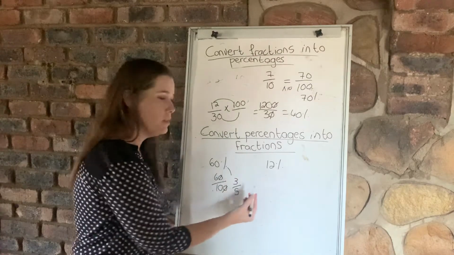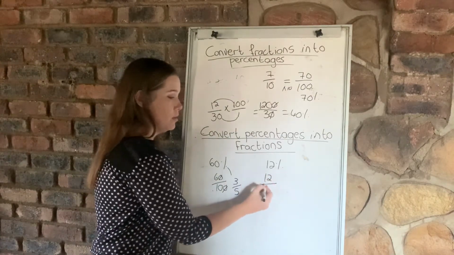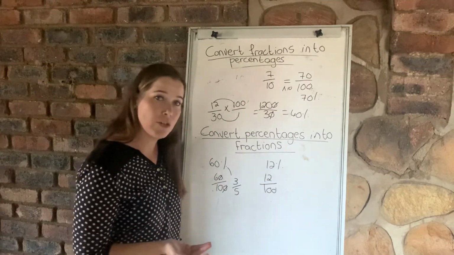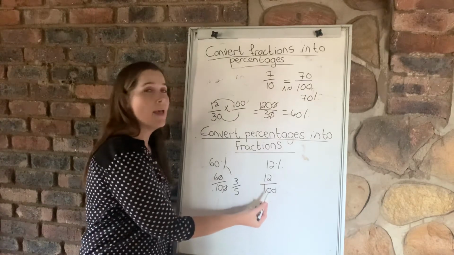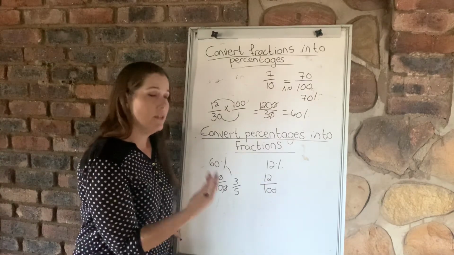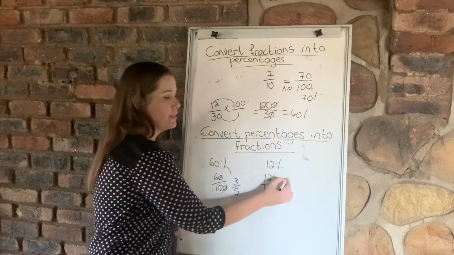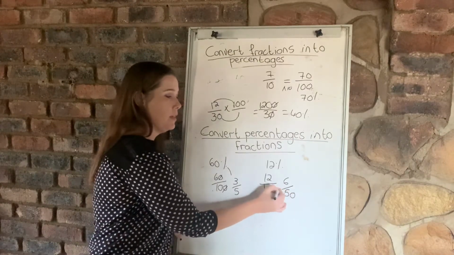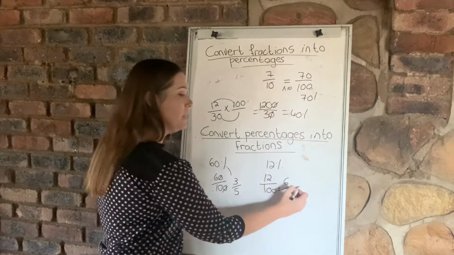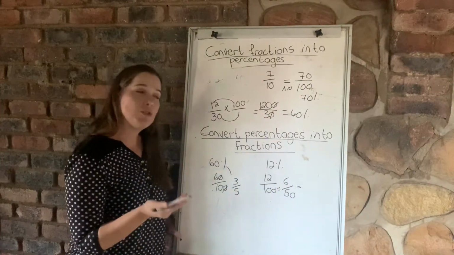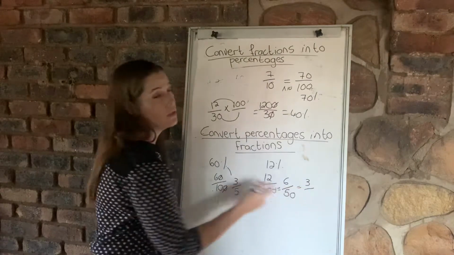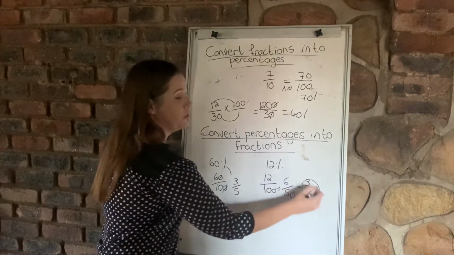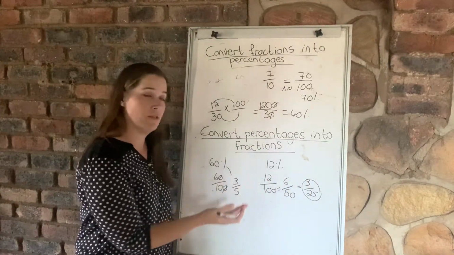If we look at 12%, again you make your denominator 100. You put your percentage over 100 because all percentages are out of 100. What can divide into the top and the bottom without a remainder? Let's start with 2. 2 goes into 12 6 times, and 2 goes into 100 50 times. But this can still go smaller. It can still be divided by 2. So 2 goes into 6 3 times, and 2 goes into 50 25 times. So your final fraction will be 3 over 25.